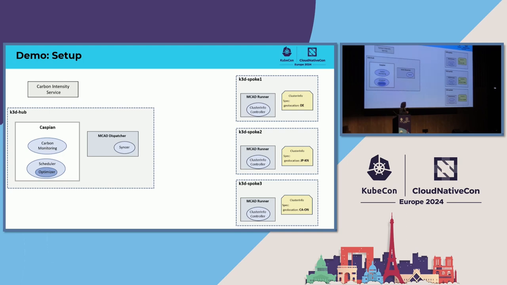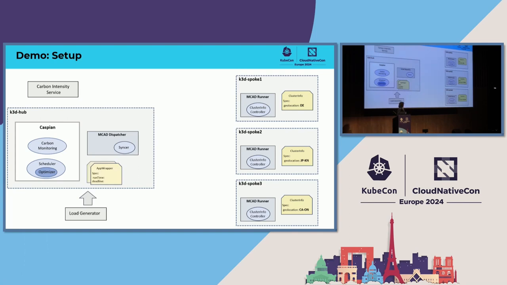And then on each spoke cluster, we deploy the MCAD runner. The MCAD runner will extract all Kubernetes objects in the app wrapper and execute them. We also have a cluster info controller in the MCAD runner that updates the cluster info custom resource. It periodically gets the status of the spoke cluster, like the available resources, GPUs, CPUs, and also the geolocation of clusters. For example, in the demo that I'm going to show you, we set the geolocation of Spoke 1 to Germany, Spoke 2 to one state in Japan, and Spoke 3 to Ontario in Canada.